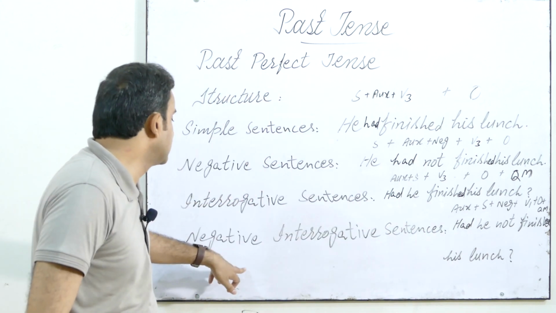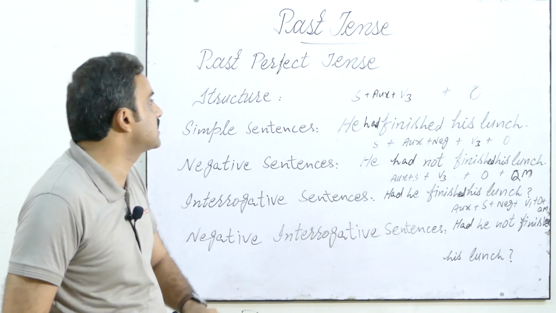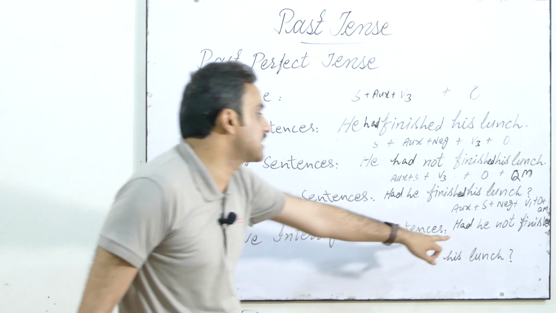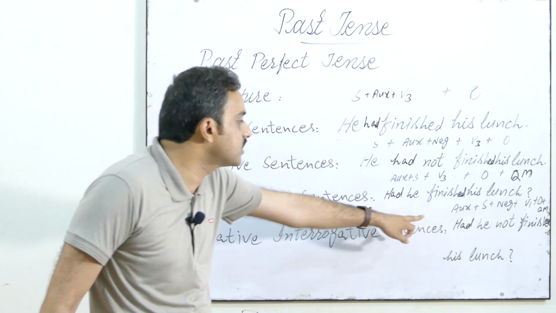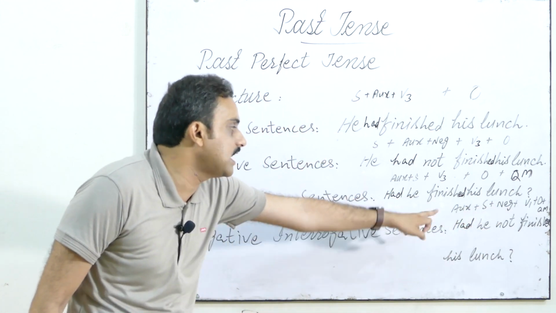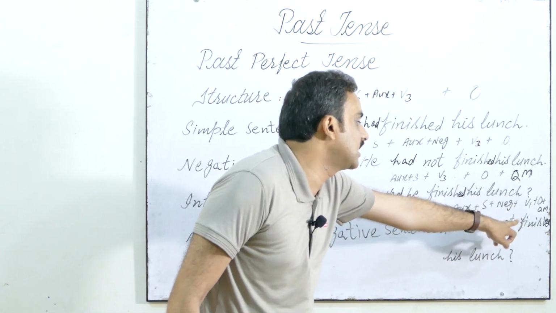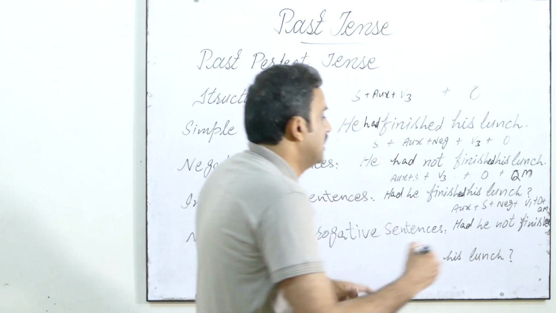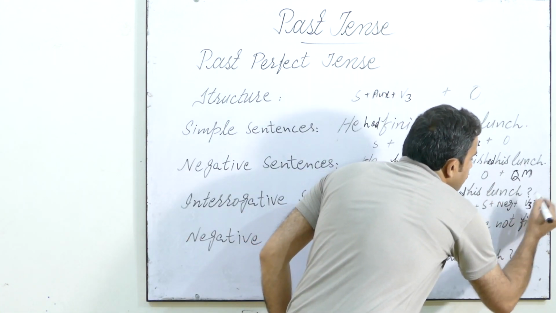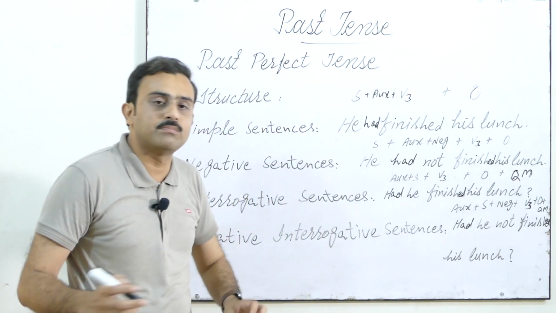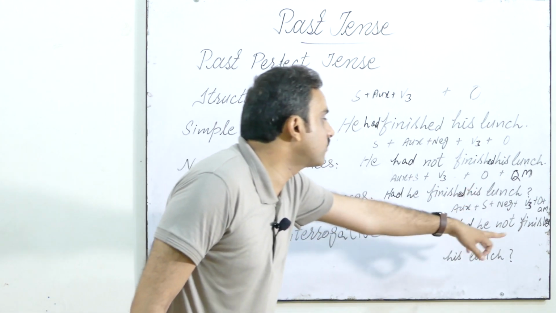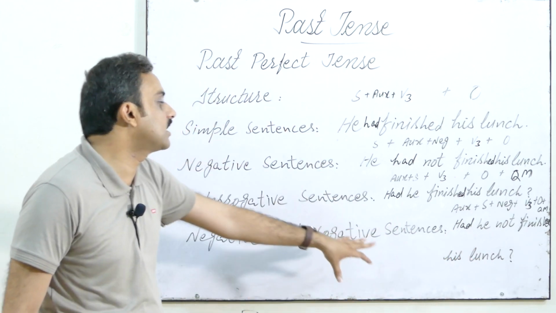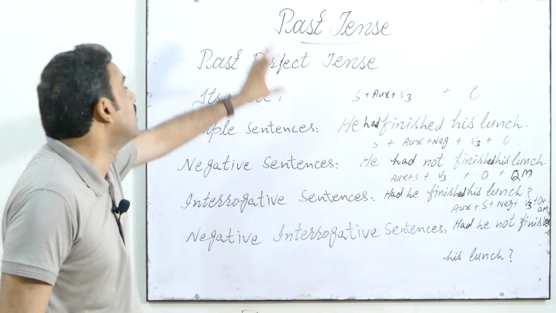Now we move towards the negative interrogative sentences of past perfect tense. In negative interrogative sentences, the structure would be like this. First of all, we carry the auxiliary "had", and then subject, then negation, meaning "not", and then V3, meaning past participle, and then question mark. So "had he not finished his lunch?" shows that this belongs to the negative interrogative sentence structure of past perfect tense.